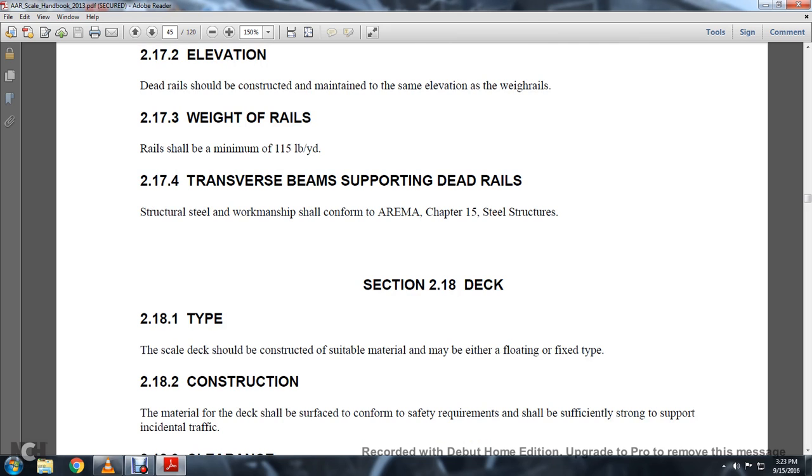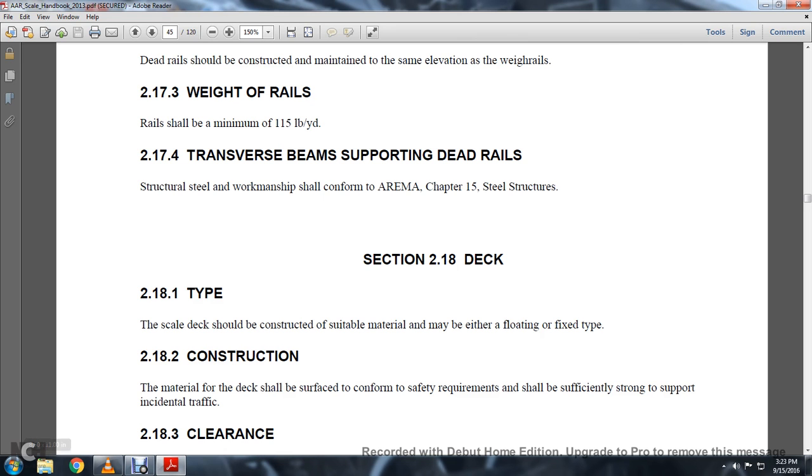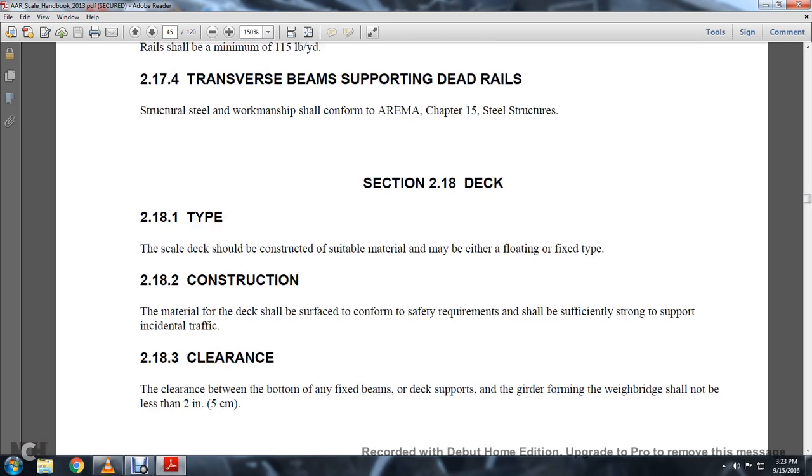Section 218, deck. 218.1, type: the scale deck should be constructed of suitable material and may be either the floating or the fixed type. 218.2, construction: the material of the deck should be surfaced and conform with the safety requirements, and shall be sufficient and strong enough to support incidental traffic.